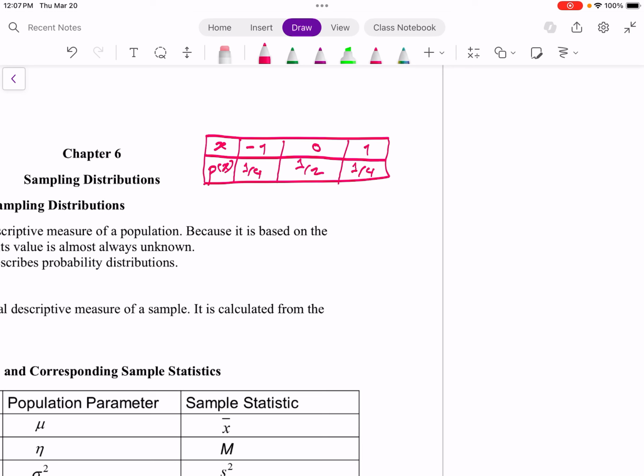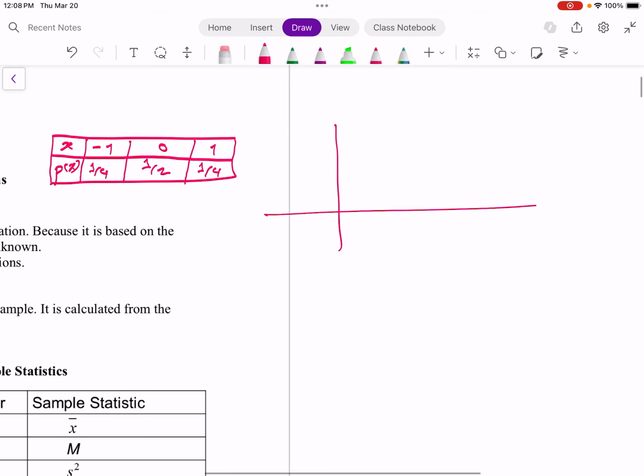And what did we use to describe or represent the probability distribution for a continuous random variable? We use a graph, right? We use a smooth curve. Our curve can be rectangular, or a bell-shaped curve, or we might have a triangular curve. Okay, so we use a smooth curve to represent the probability distribution for a continuous random variable.